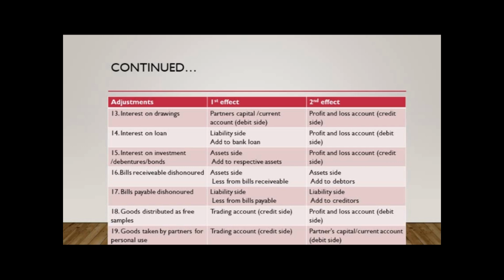The next is bills payable dishonored. Bills payable is our liability. It is dishonored, it means we are not able to do the payment, therefore our bill amount is going to be reduced, and with the same amount our creditor is going to be increased. Therefore first we will subtract it from bills payable, and we are going to add to sundry creditors.